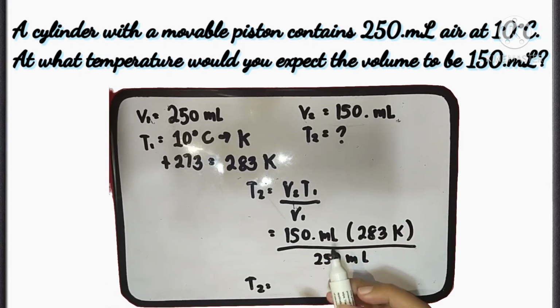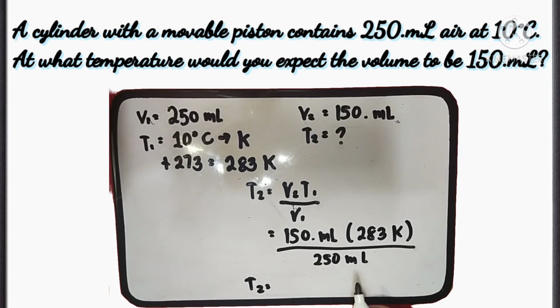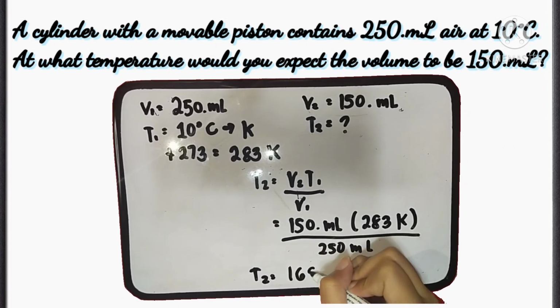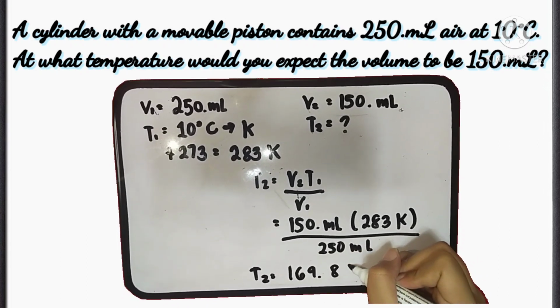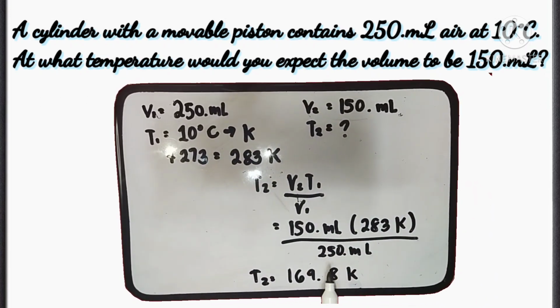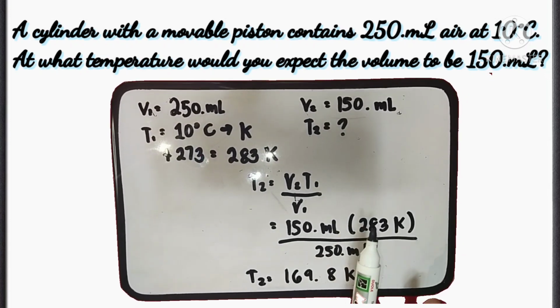So we'll just multiply 150 by 283 and divide by 250. That will give us 169.8 Kelvin. Looking now at the given, we have to apply the significant figures.